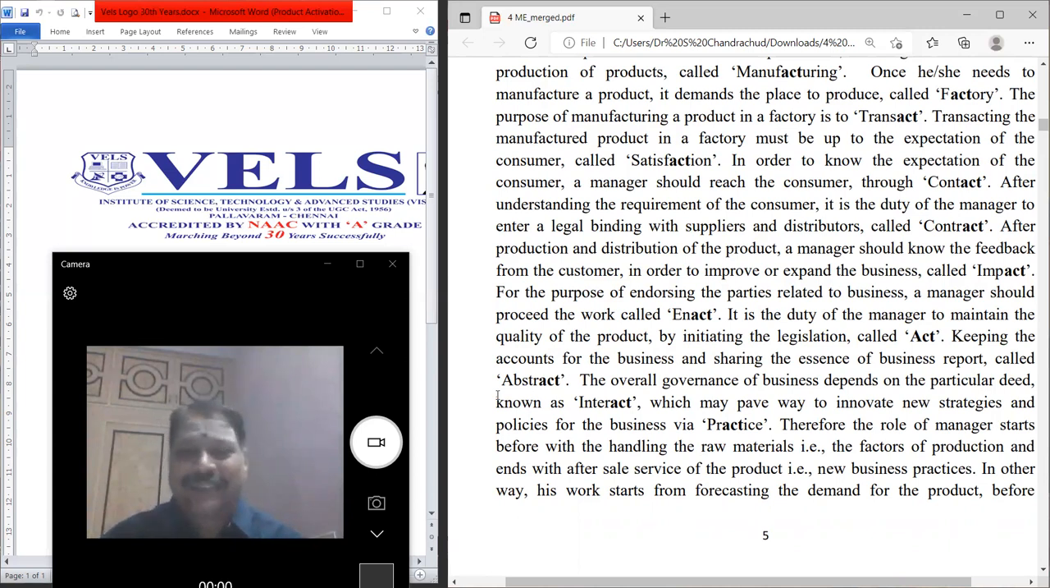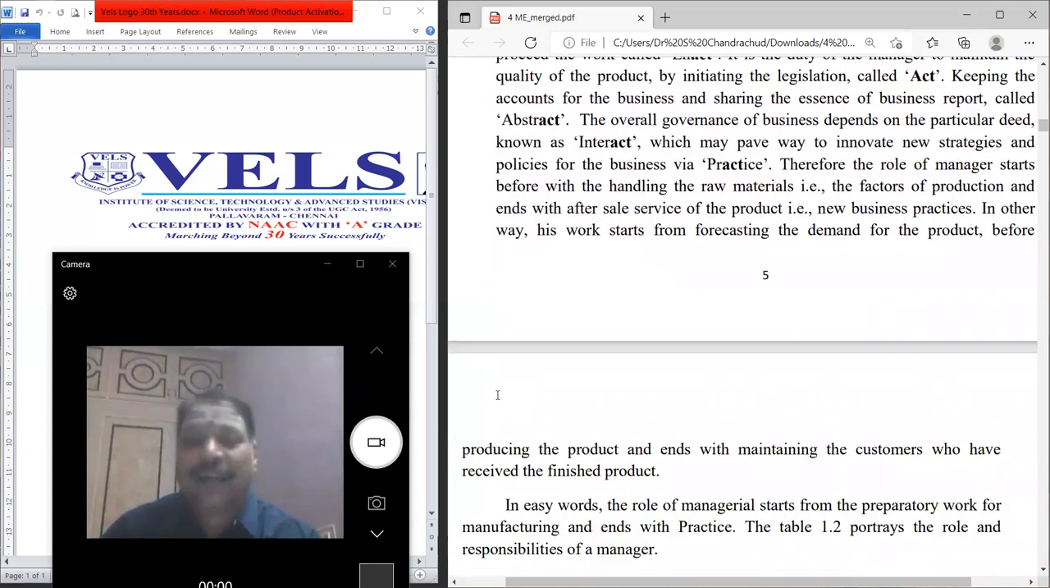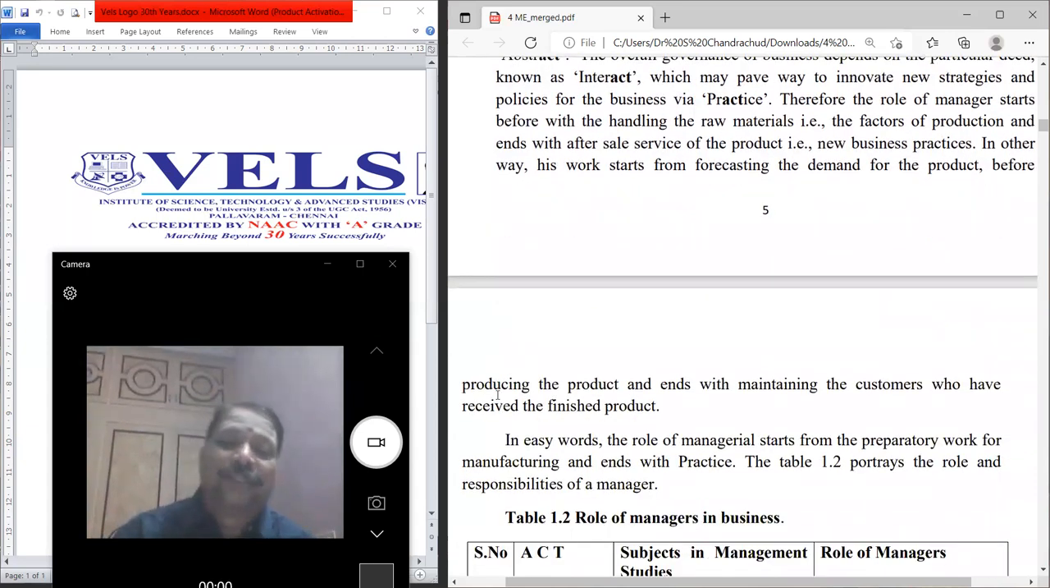Therefore, the role of manager starts before handling the raw material, that is, the factors of production, and it ends with the sales service of the product, a new business practice. In other words, the manager's work starts from forecasting the demand of the product before it has been produced, and it ends with maintaining the customer who is receiving the finished product.